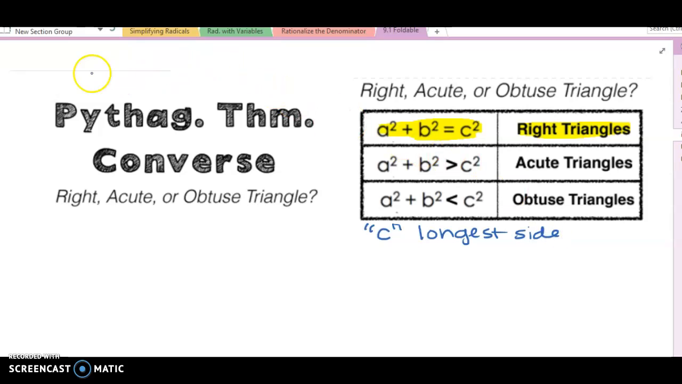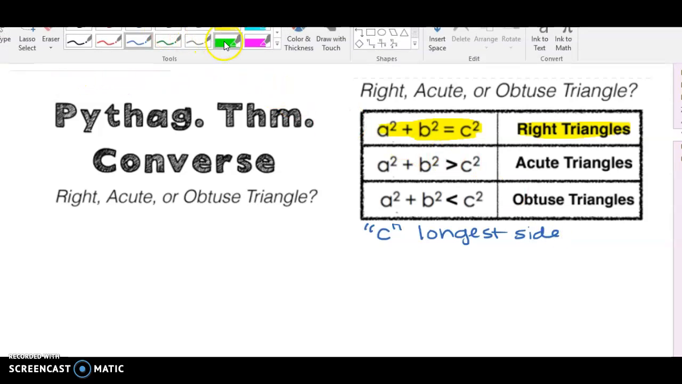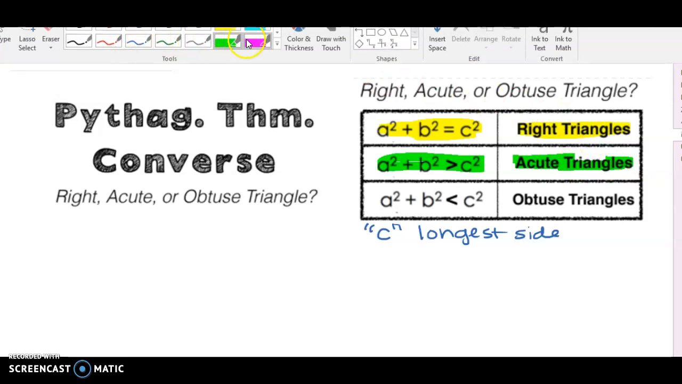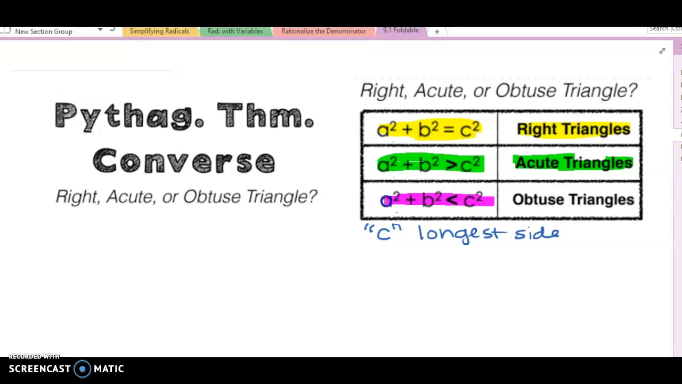Okay, the longest of the three sides. All right, well, if a squared plus b squared is greater than c squared, we have an acute triangle. And if a squared plus b squared is less than c squared, we have an obtuse triangle. Okay, so let's do some examples here.